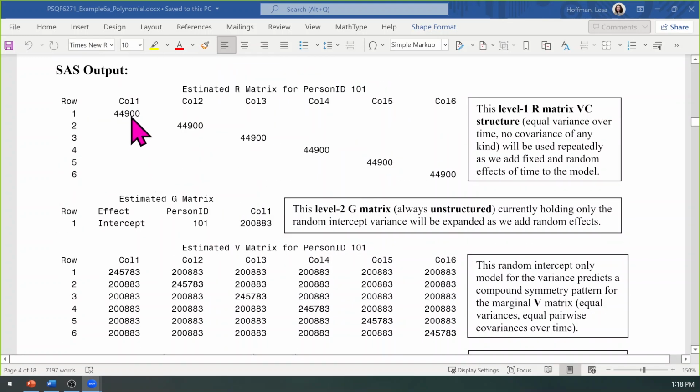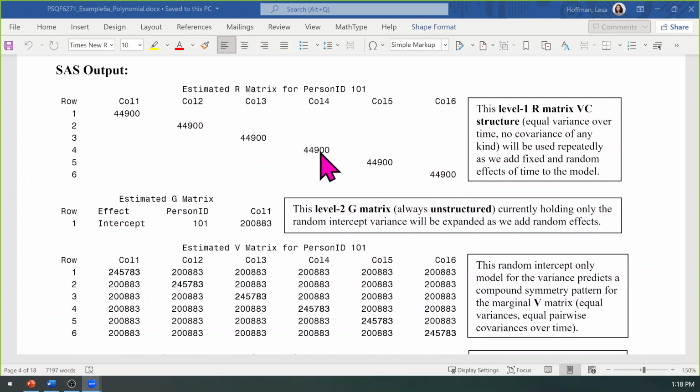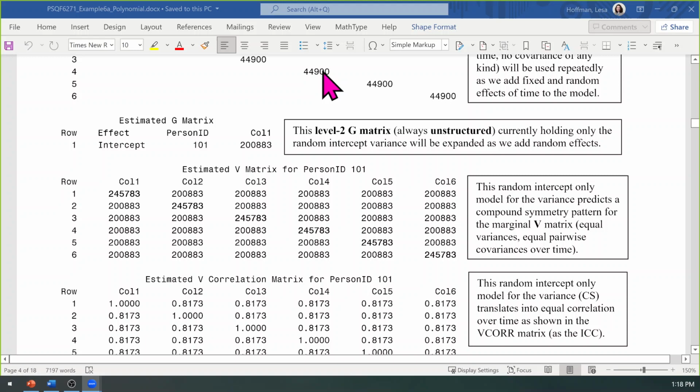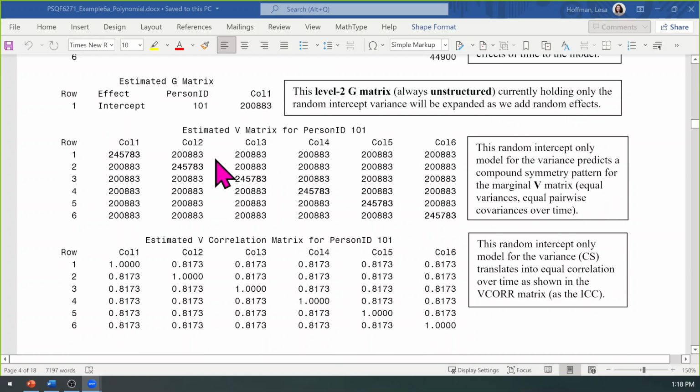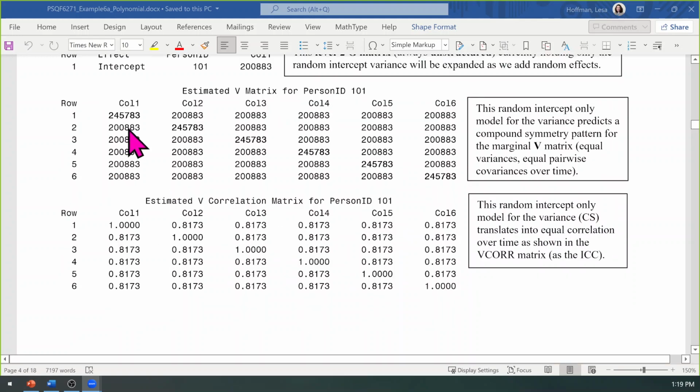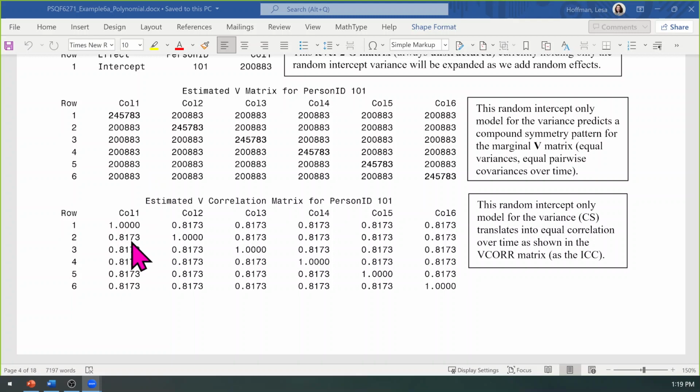So then in terms of the output, we have our R matrix shown here where the diagonal is the level 1 residual variance. We have our G matrix, which is the level 2, and it has only one thing in it, the random intercept variance. Those two numbers, if you add them together, form the diagonal of the V marginal matrix. So U at level 2 plus E at level 1, those variances combine to make this 245.783 number, which is constant over the diagonal. And the covariance that is implied by that random intercept variance at level 2 translates into a constant correlation. So 82% of these data are between or within.